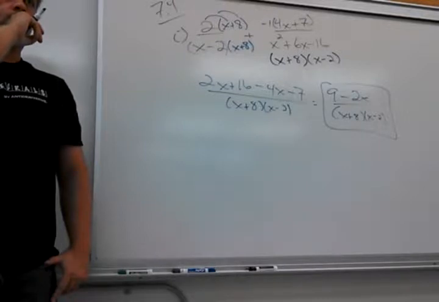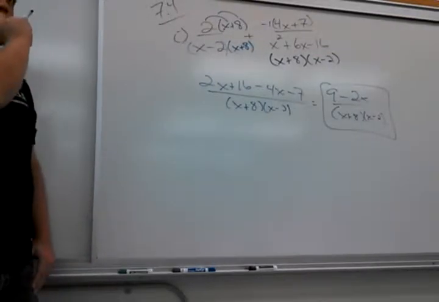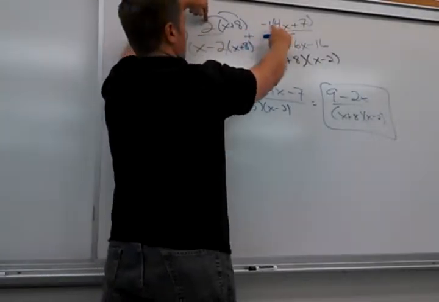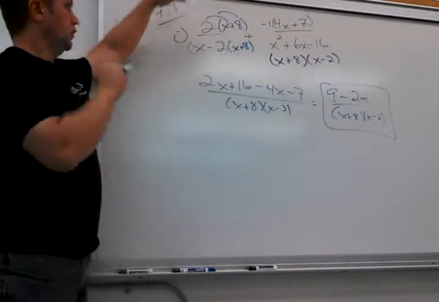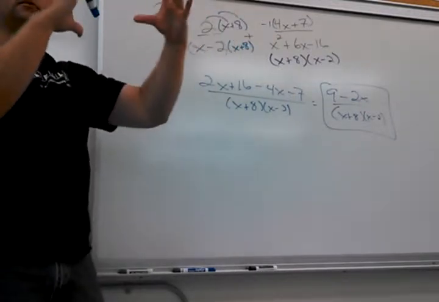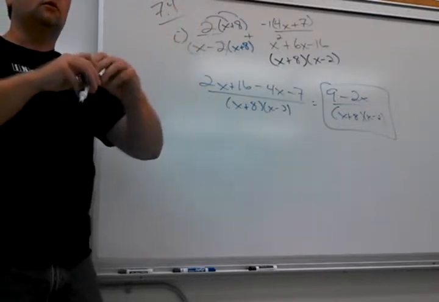Where did the 2x plus 16 minus 4 come from? Yeah, 2x plus 16. Oh, okay. Minus 4, minus 7. Yeah. Okay. Cool. So now I can just put the tops combined over the common bottom. Yeah, and then keep going. Cool.